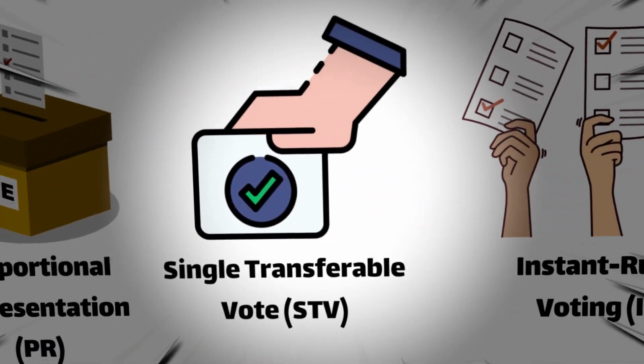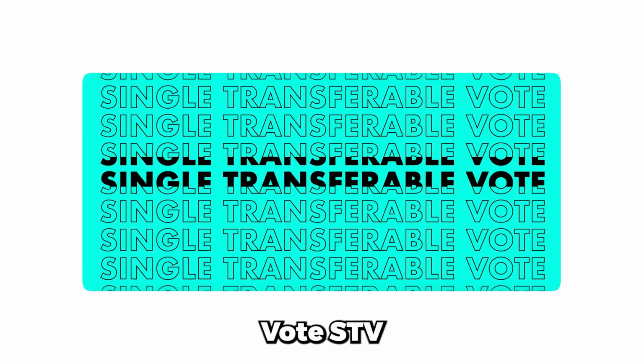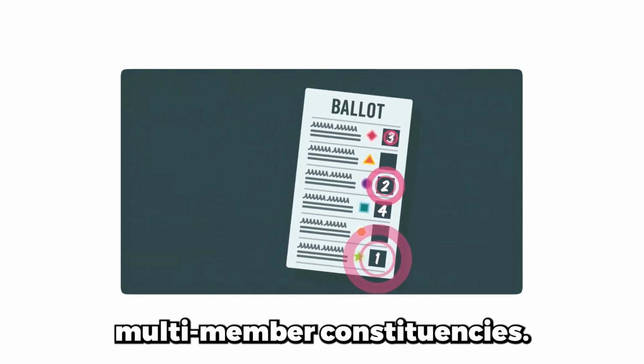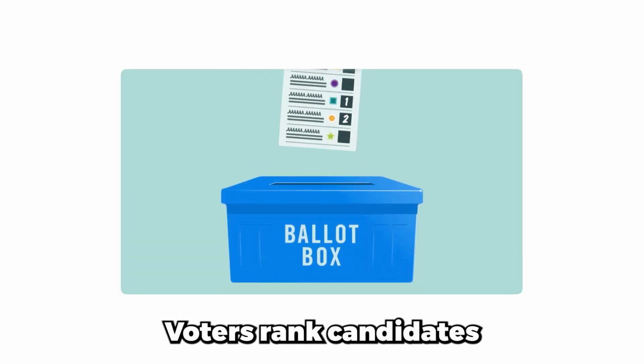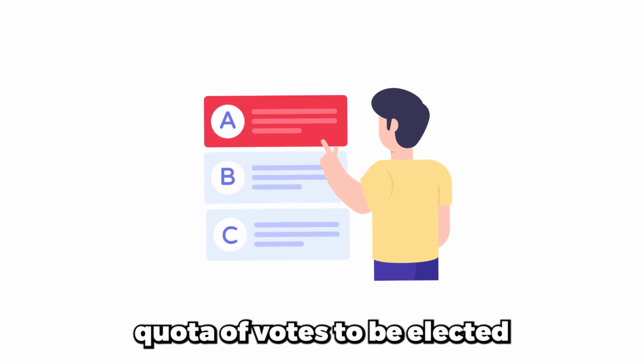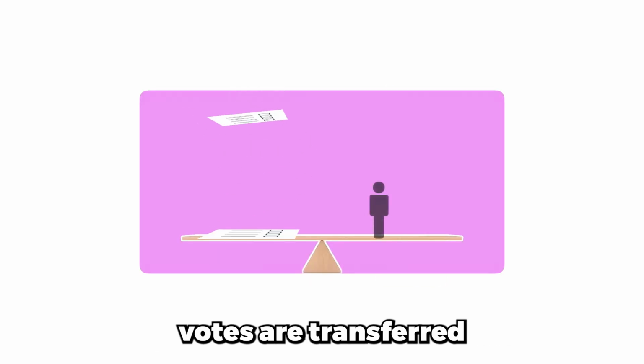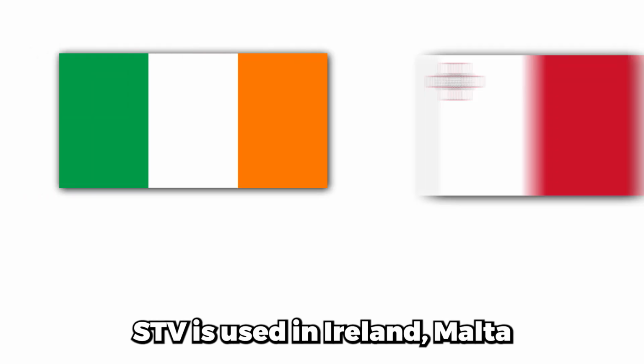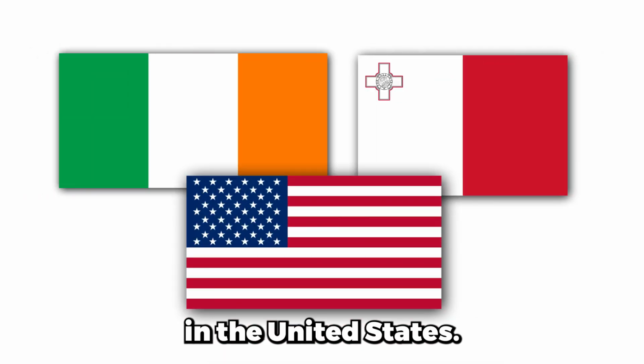Single transferable vote. The Single Transferable Vote, STV, is a form of proportional representation used in multi-member constituencies. Voters rank candidates in order of preference. Candidates must reach a certain quota of votes to be elected, and excess votes are transferred to voters' next preferences. STV is used in Ireland, Malta, and some local elections in the United States.